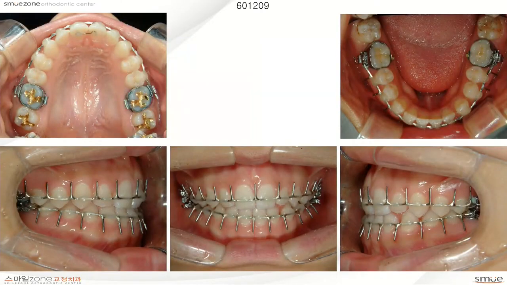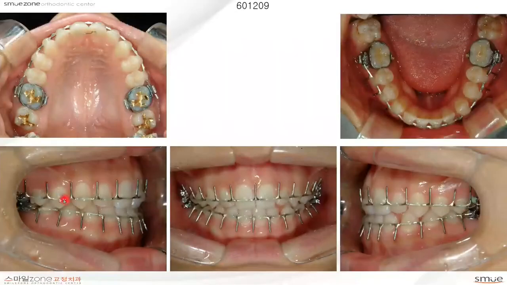This is the case of so-called surgery first. So without any braces, we bonded 1925 with a small hook like that in between the teeth for intermaxillary fixation right after the surgery.